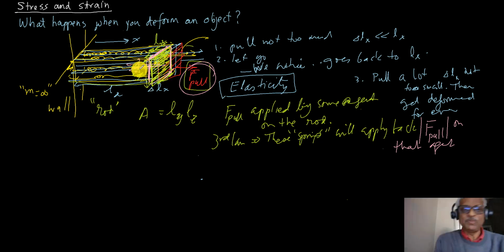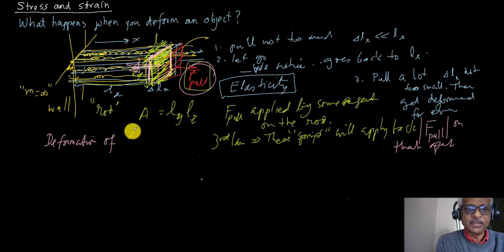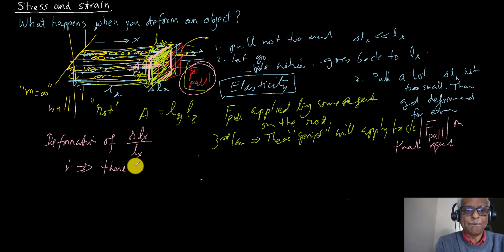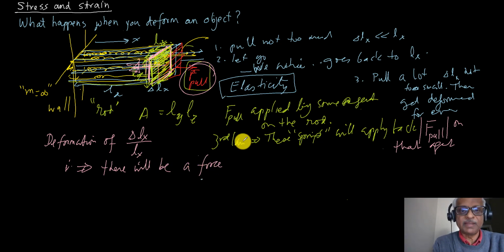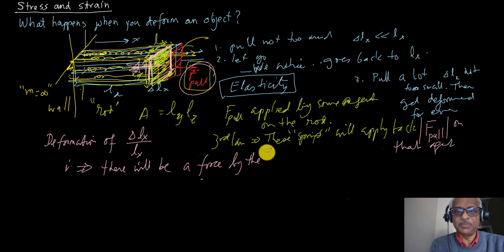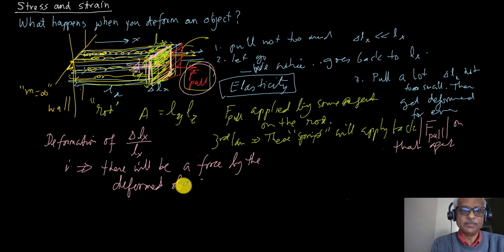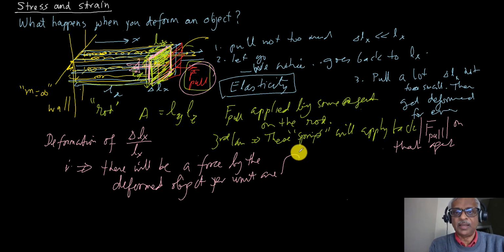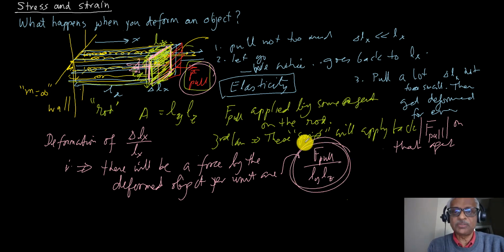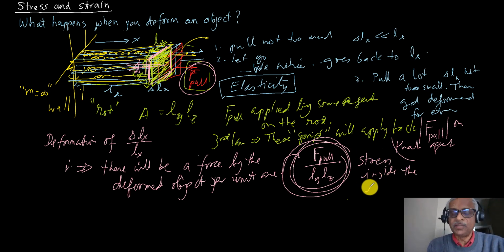So the quantity we want to say is, deformation of delta Lx over Lx means there will be a force by the deformed object per unit area. So it would be F pull per unit Ly Lz. So this quantity is called stress inside the rod, the deformed rod.